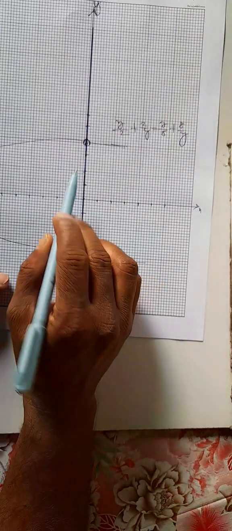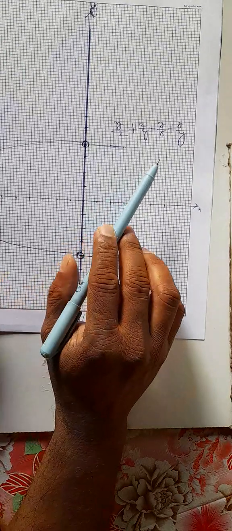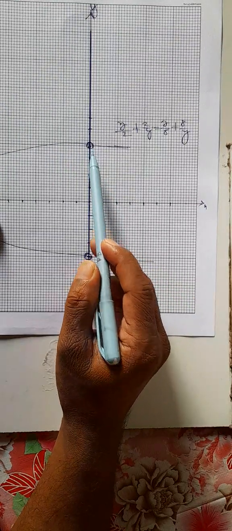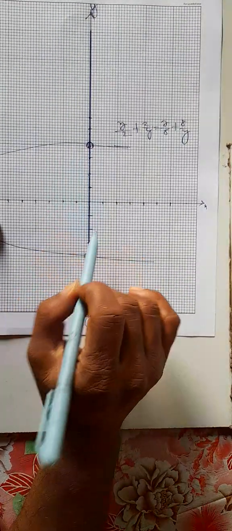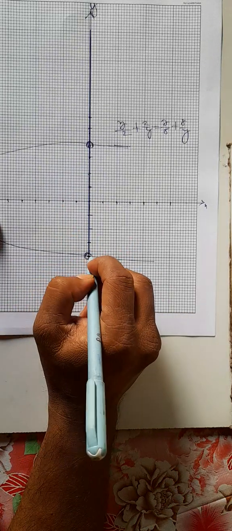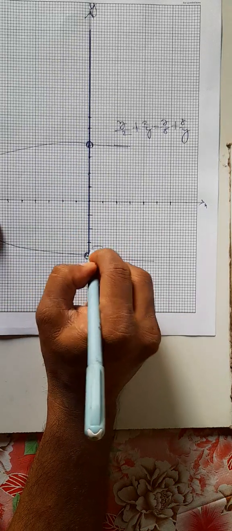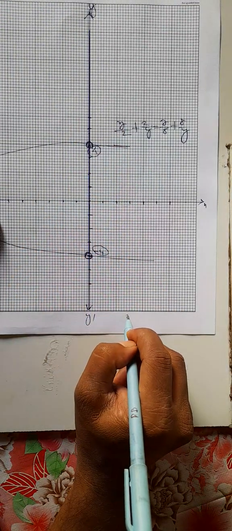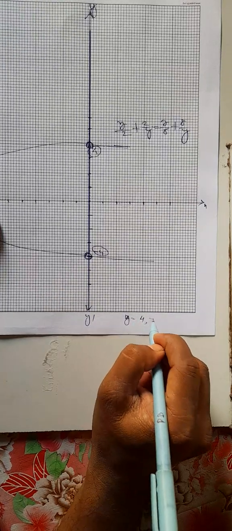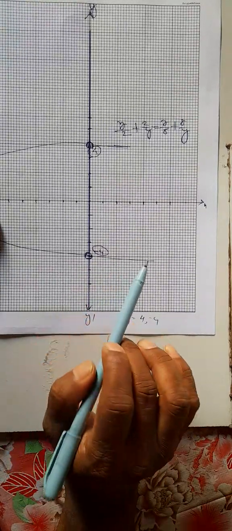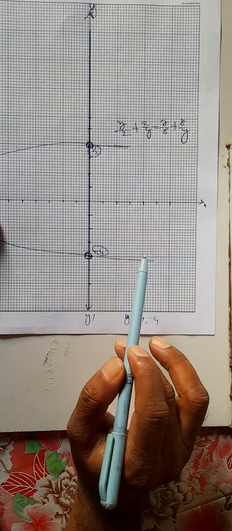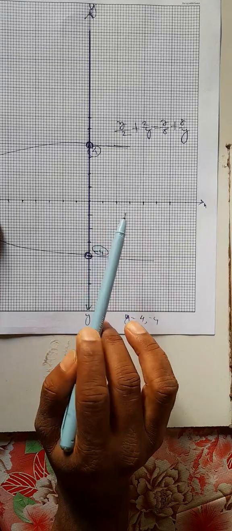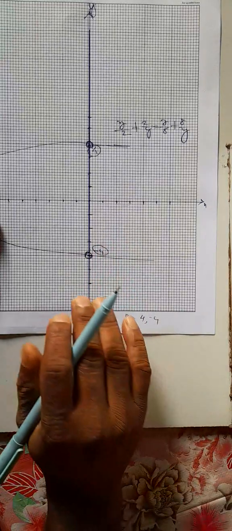So these two ordinates are solutions of this equation. Since it is an equation in y, the ordinates of the 2 points where the graph of this equation intersects the y-axis are solutions of this equation. Ordinate of this point is minus 4 and ordinate of this point is 4. These are the solutions: y equal to 4 and minus 4. So when you draw the graph of a quadratic equation in y, the graph will intersect the axis of y in two different points, and the ordinates of these points are the solutions of this equation.